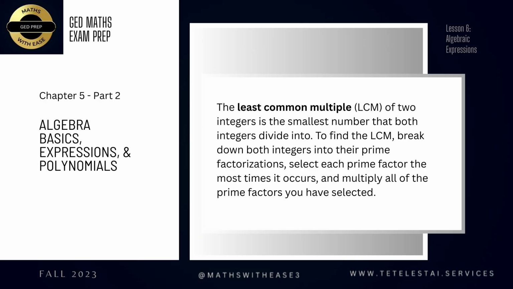The least common multiple of two integers is the smallest number that both integers divide into. To find the least common multiple, you want to break down the integers into their prime factorizations. Select each prime factor the most number of times that it occurs, and then multiply all the factors that you have selected. And this will make sense in the example that follows.